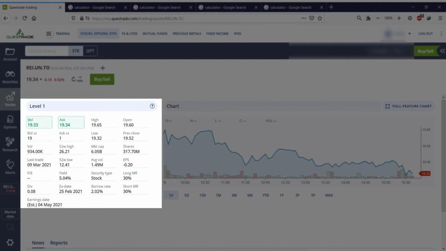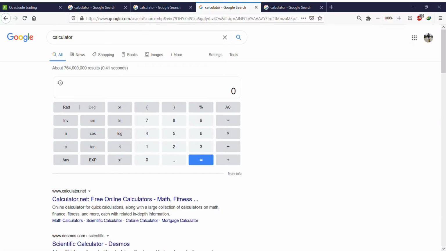Let me show you how it is calculated. Here for Ryokan, for example, it is 5.04%. The way you calculate it is very easy. You're going to bring up your calculator. Let's say you have $100,000, and you want to know how much you're going to be paid if you invest all of this in Ryokan. You're going to click plus, then 5.04, and then click on the percent sign.